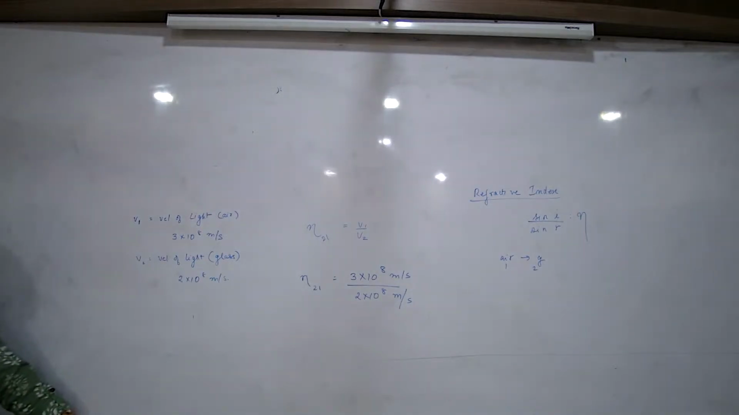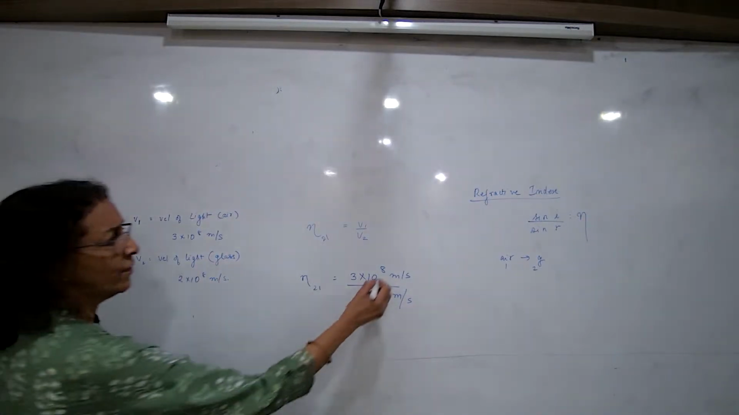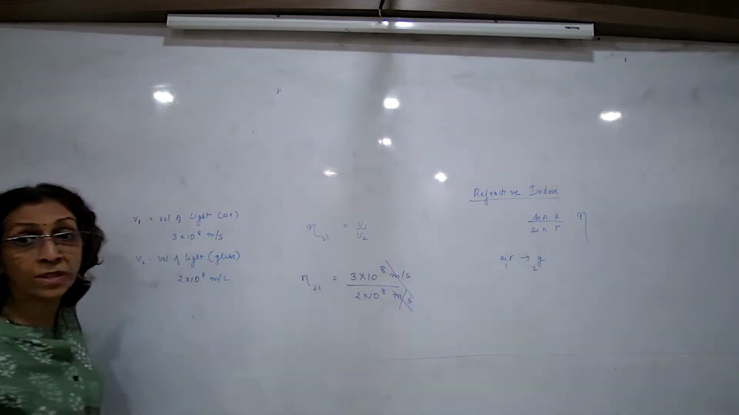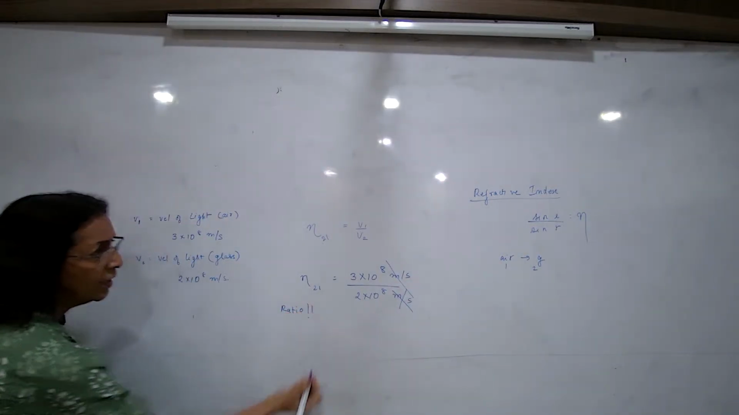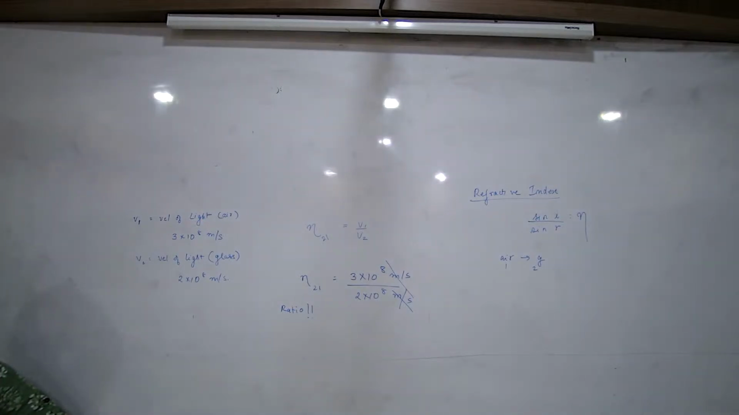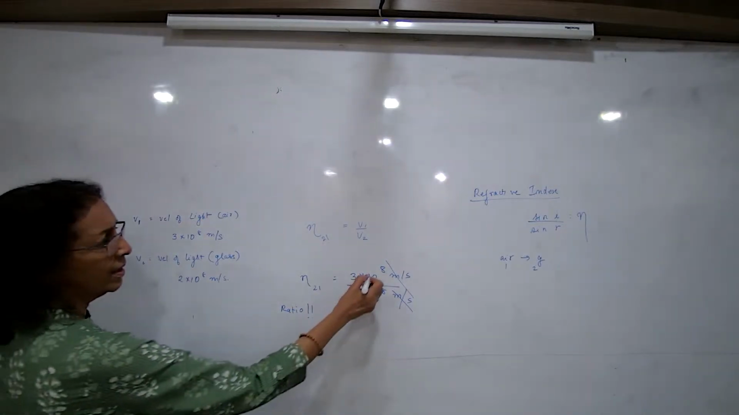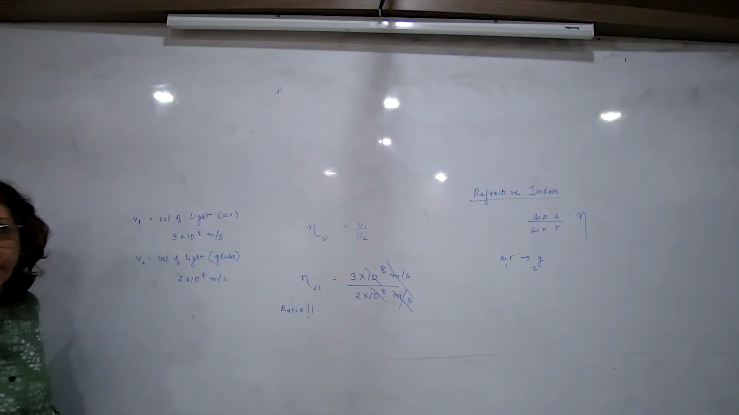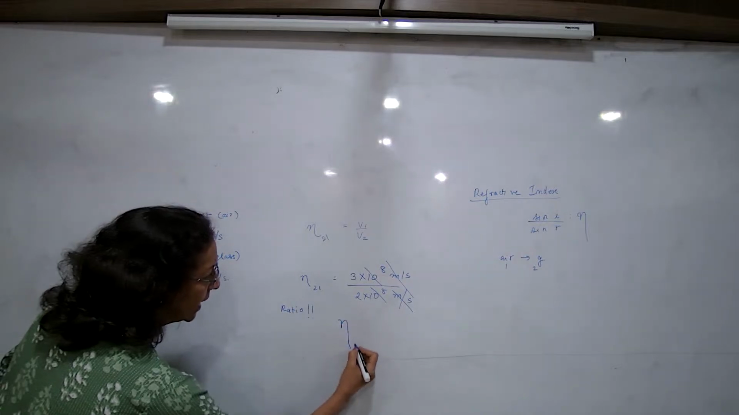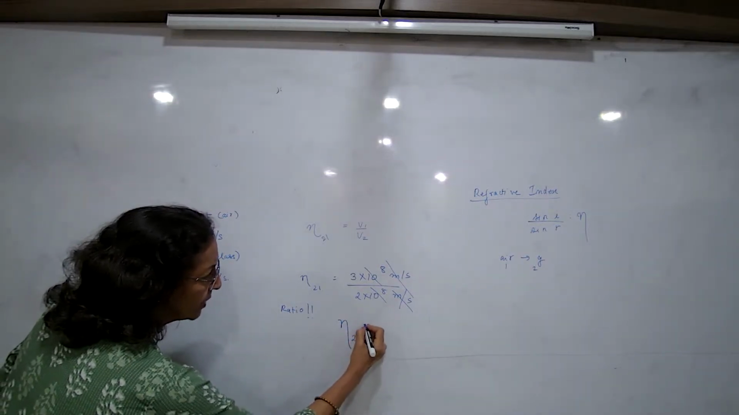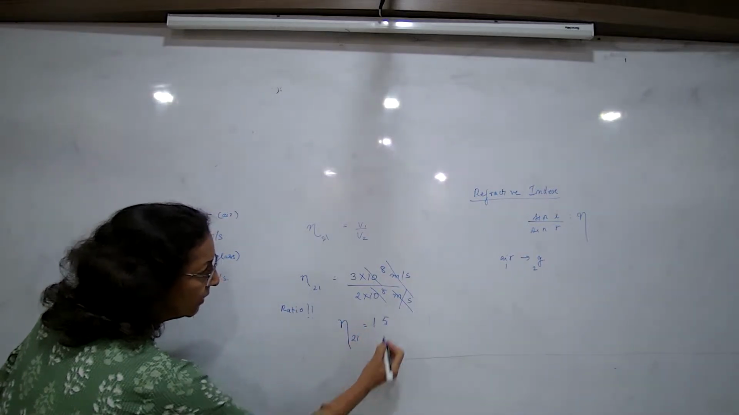What happens to the unit? It gets cancelled out. So refractive index has no unit because it's only a ratio. Any ratio will not have any unit. What is left behind? This is also getting cancelled out. 3 by 2. How much is it? Very good. So the refractive index of the second medium with respect to the first is 1.5.